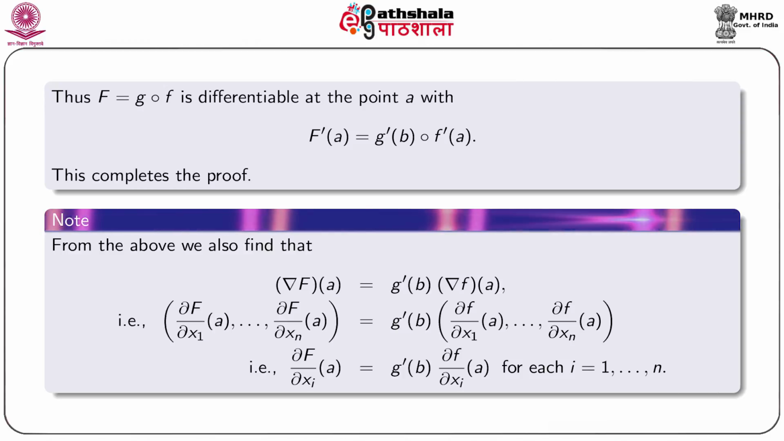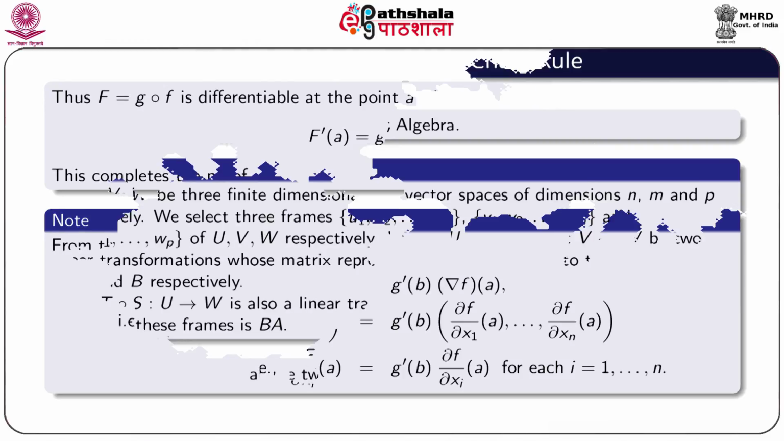From the above, we can also find that the gradient of F at A is nothing but g'(B) operating on grad f(A). If we write down the values, we can find that for each i from 1 to n, ∂F/∂x_i at A equals g'(B) applied to ∂f/∂x_i at A.